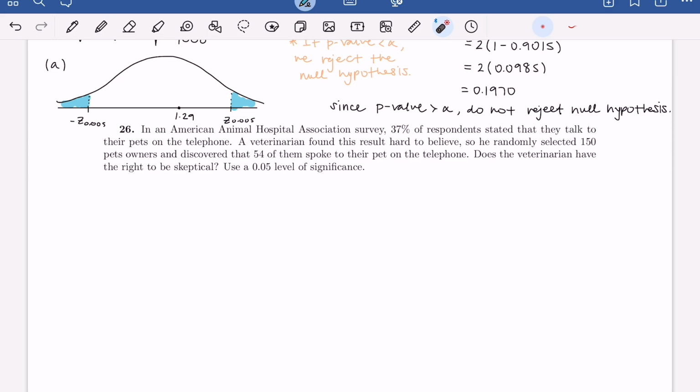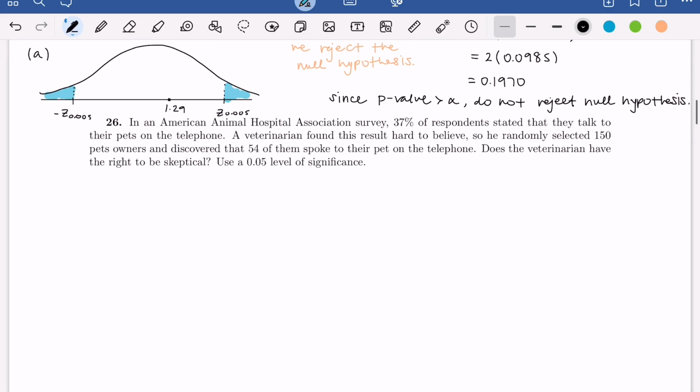So we're going to do something very similar in this situation. The first thing that we're going to do is write down our hypotheses. So our null hypothesis, remember, is going to be the statement that we know is true until proven otherwise. And that's going to be that the proportion of our population that talks to their dogs on the phone is going to be 37%. So we could also write this as a decimal, 0.37. And the alternative hypothesis, H1 here, is going to be that this is not true.